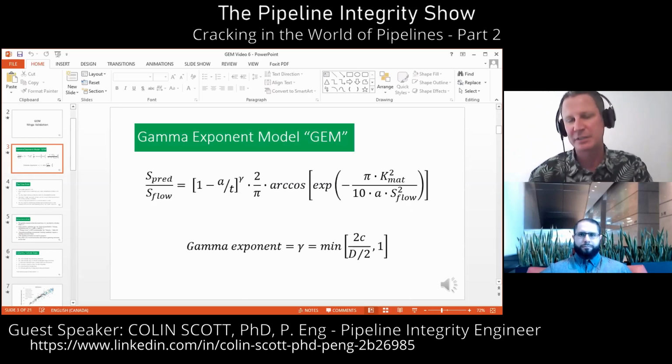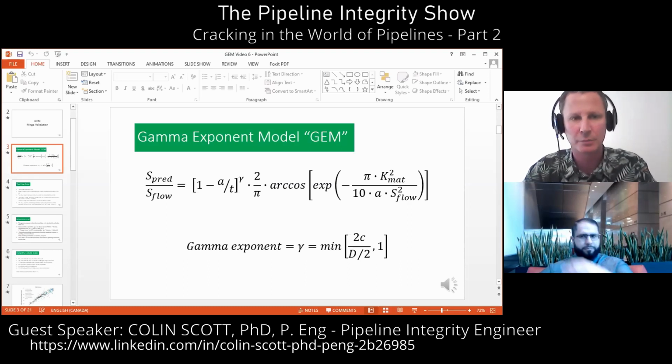So anybody familiar with the original log secant model will see a lot of similarities here. This is what I call the unfolded version. Starting from the left-hand side, we have remaining strength, which is the predicted failure strength over the flow strength, just like in the other models. Then we go to a term which is 1 minus a over t, so 1 minus crack depth over the wall thickness. That term is essentially just the remaining wall thickness. How much material is there behind the crack? And that's to the gamma exponent.